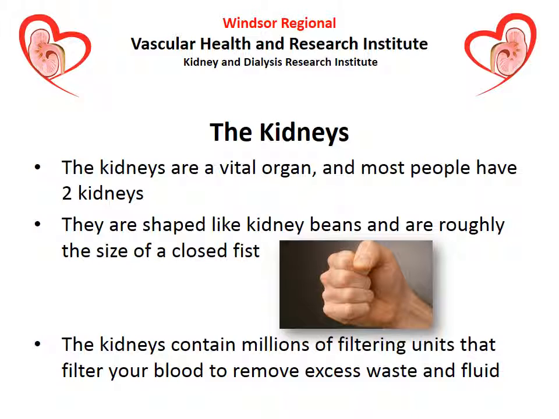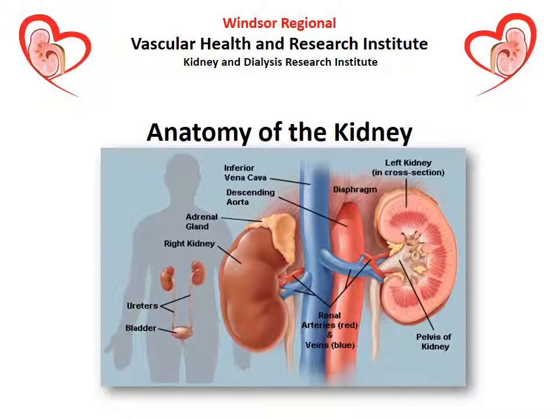Each kidney contains millions of filtering units that filter your blood to remove excess waste and fluid that accumulates in our bodies. The kidneys are located approximately halfway between the base of your neck and the bottom of your tailbone. They receive blood supply through the renal artery, which is a branch of the main artery in your body called the aorta. The kidneys are located towards the back of your body and are protected by your lower rib cage.